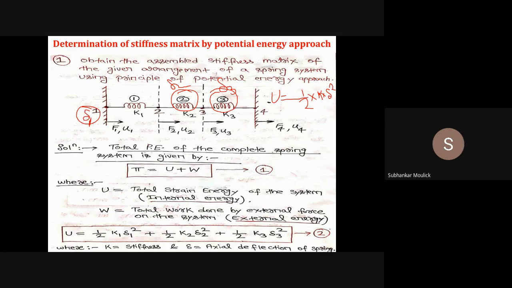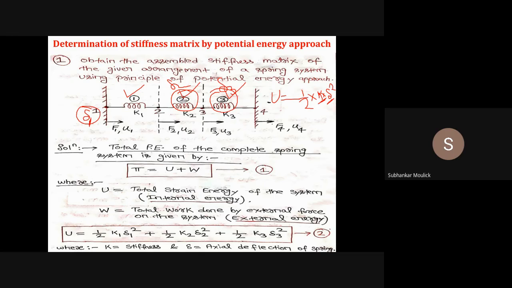Then overall, we can write the strain energy U is equal to what? Half K delta square, where K is the stiffness of the individual spring and delta is the linear displacement. According to this problem, displacement will be linear. In some other problem, displacement can be vertical, fine. So we can write this, since there are three elements. This is element number 1, this is element number 2, this is element number 3.